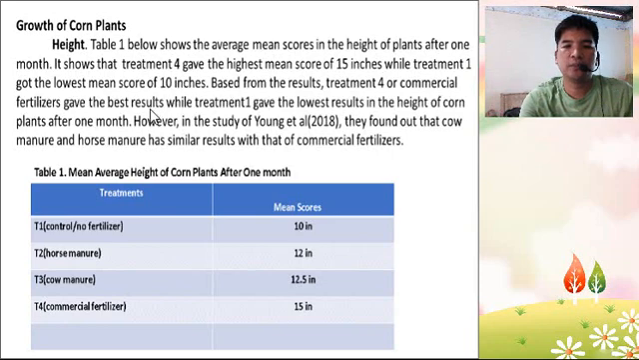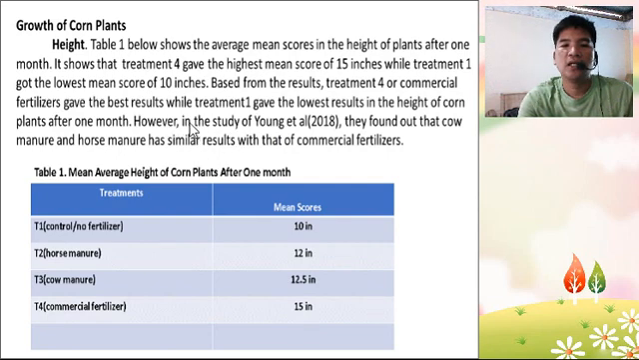So this one now is the interpretation. Which one is the best or which one is highest and which one is lowest, or the meaning of the table. Okay? So that one is the interpretation part. Then the last sentence here is, however, in the study of Young and others, 2018, they found out that cow manure and horse manure has similar result with that of commercial fertilizer. So this part now is what we call the cross-referencing.